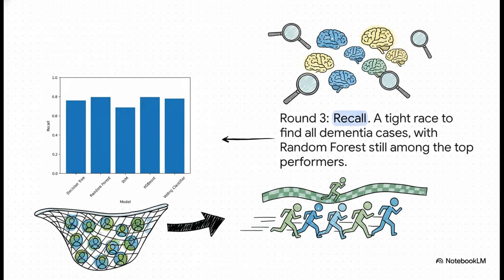Round 3 is recall, which is kind of the flip side of precision. This measures how good a model is at finding all the patients who actually have dementia. In medicine, this is critical. You do not want to miss a diagnosis. And here, the race gets a lot tighter, but Random Forest is still a top performer, successfully catching almost 80% of all the true dementia cases.